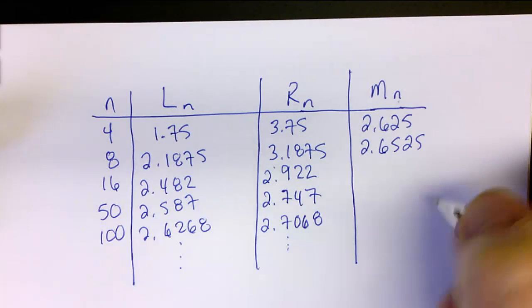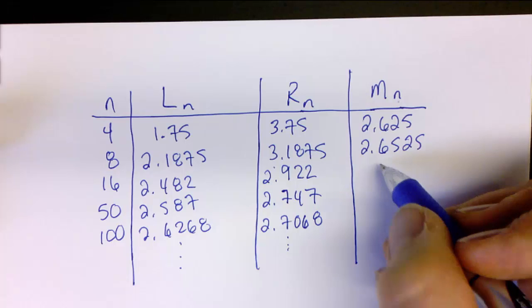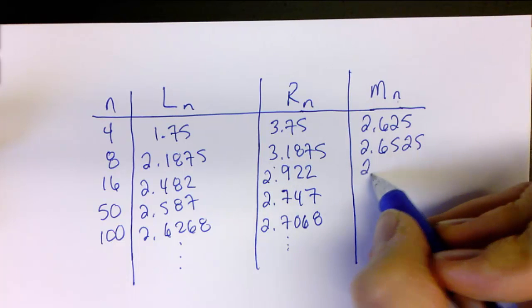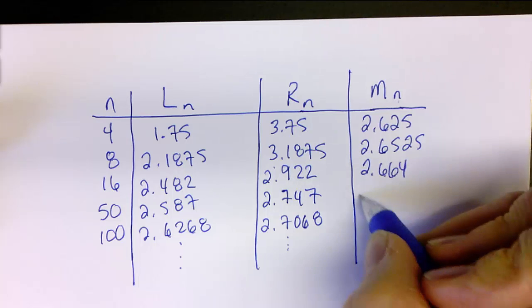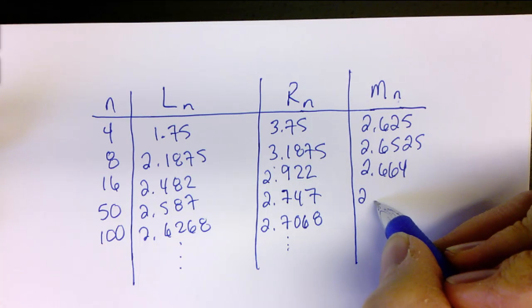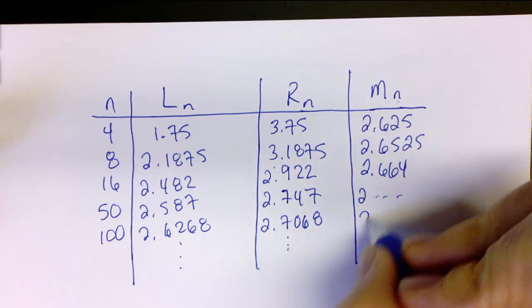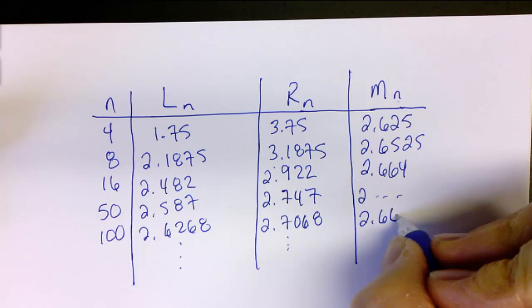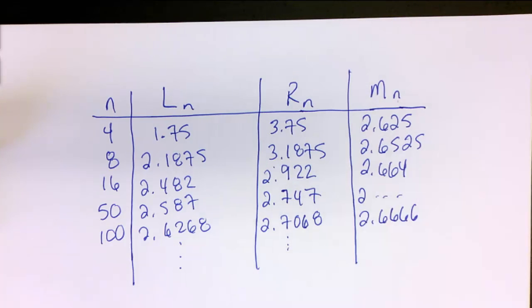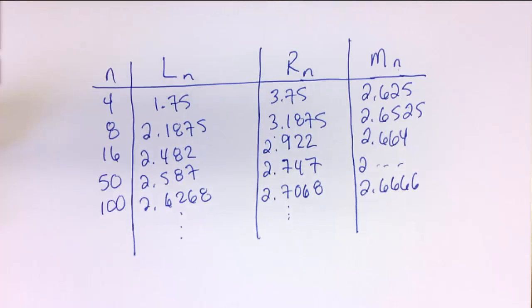How about the midpoints? The midpoints are more accurate. By the time, I don't remember what this one comes out to be, but by the time we get to the 100th one, which is essentially the answer to several digits.